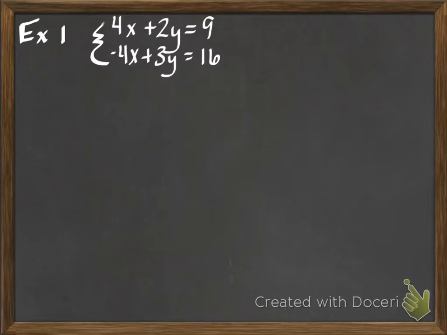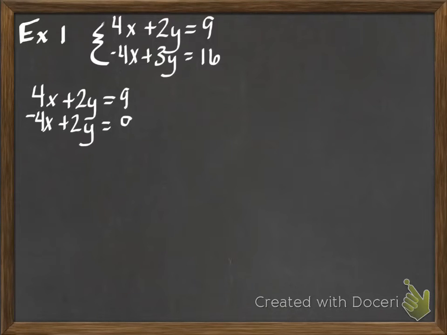So step one, let's look at this system. We have 4x plus 2y equals 9, and the other one is negative 4x plus 3y equals 16. We are going to rewrite that down in a working spot. Now we are going to add these equations together.